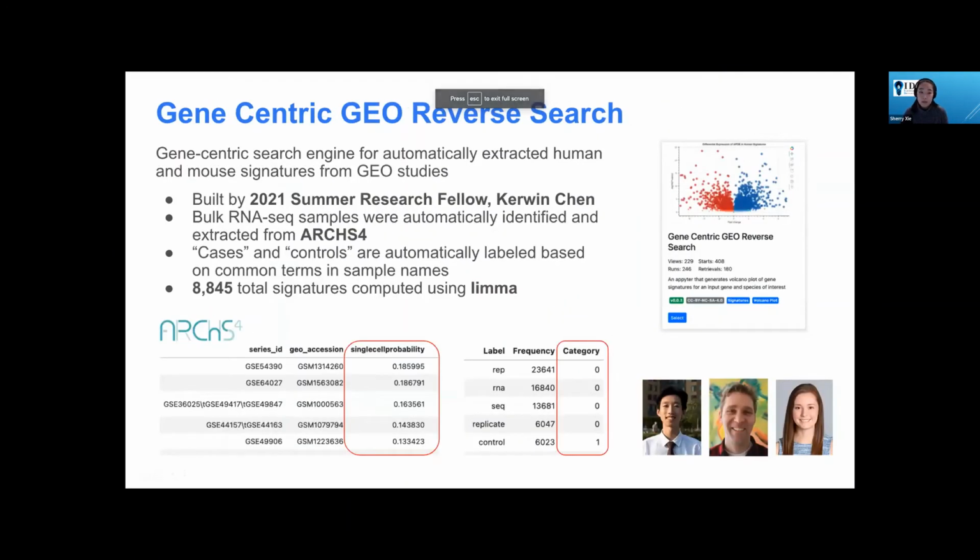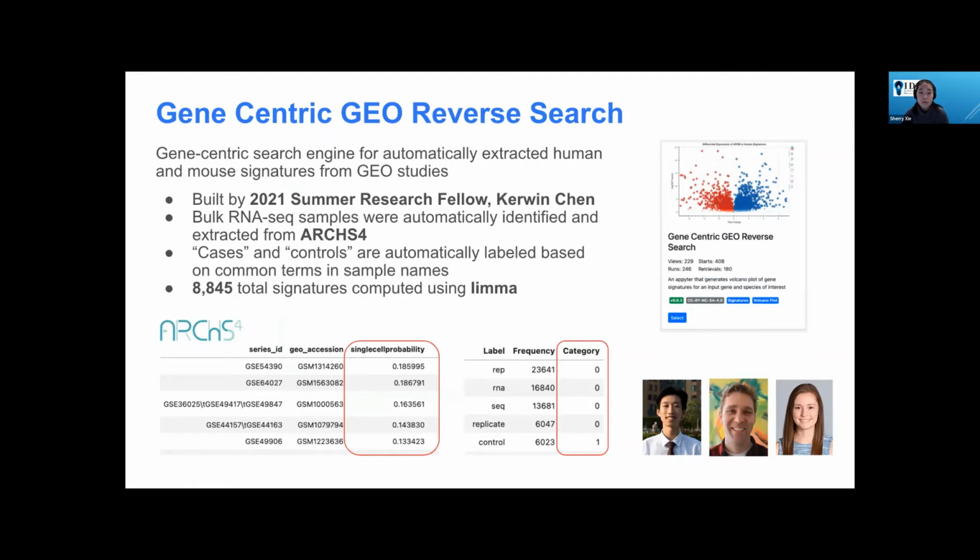The next Appyter is the Gene-Centric GEO Reverse Search Appyter. This Appyter provides a database of automatically extracted signatures from GEO studies that were extracted from ARCHS4, which was presented earlier by Dr. Alex Lachmann. This Appyter was built by Kerwin Chen, who was a 2021 undergraduate summer research fellow in our lab.